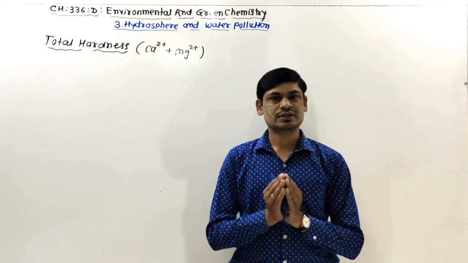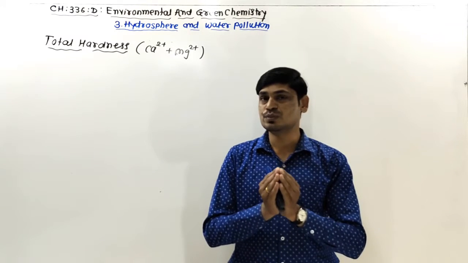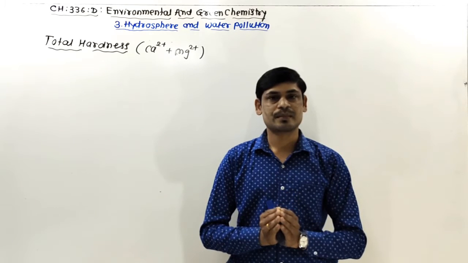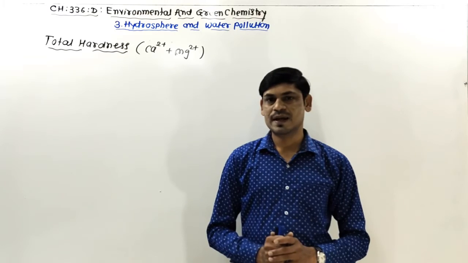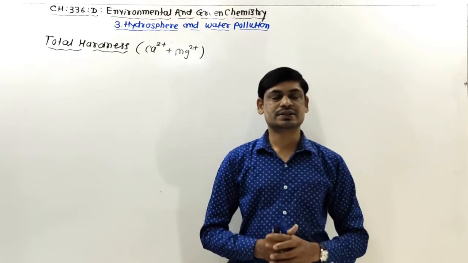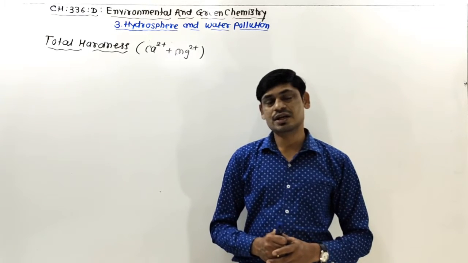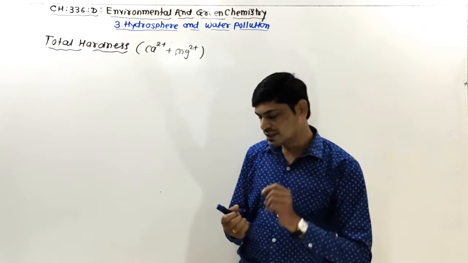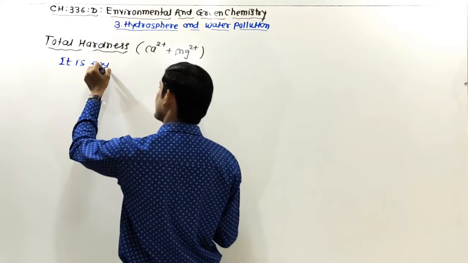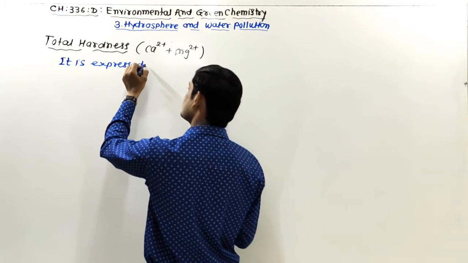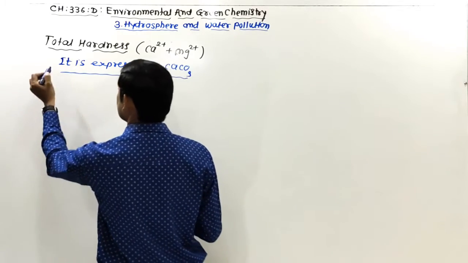In fact, the hardness, or the presence of calcium 2+ and magnesium 2+ ions, is not a pollution parameter, but it is a water quality parameter. Generally, it is expressed as calcium carbonate.